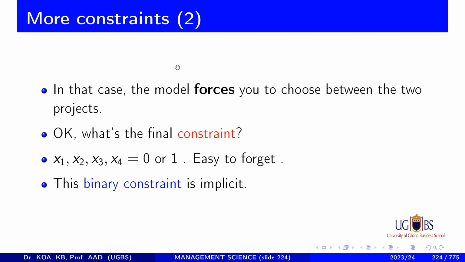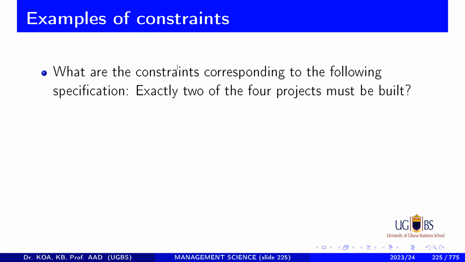Okay. Now we move on to the next things. Let's look at some of the possible constraints you could have had. Okay. Suppose the constraint has been exactly 2 of the 4 projects must be built. Exactly 2 of the 4 must be built. How will you write that constraint? Exactly 2 of them must, of the 4, 2 out of the 4 got to be built. What sort of way would you write it?